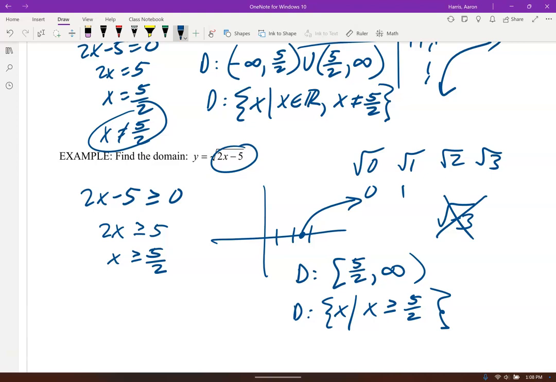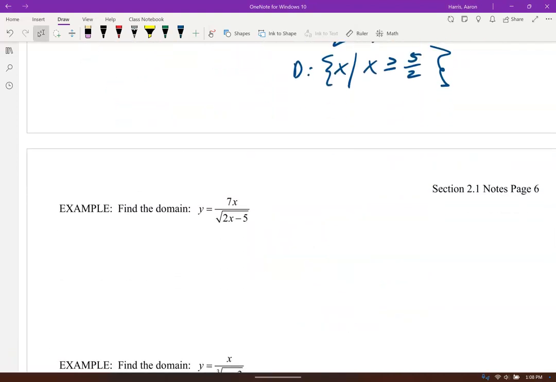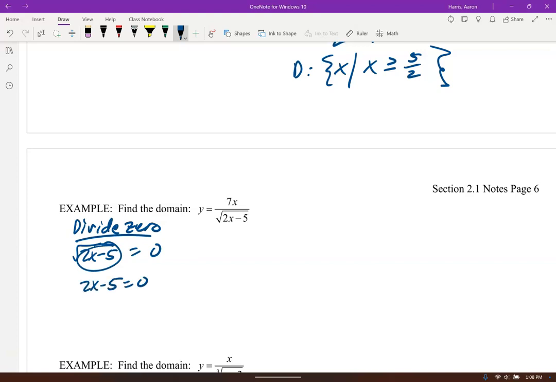Okay? All right, this next one has a square root and it has a radical. So first of all, remember I cannot divide by 0. So I know if this is 0, I have a problem, right? In other words, if I take the square root of 0, so if 2x minus 5 is 0, I have a problem. If x is 5 halves. If x is 5 halves, I'll have the square root of 0 on the bottom. So I know x cannot be 5 halves.